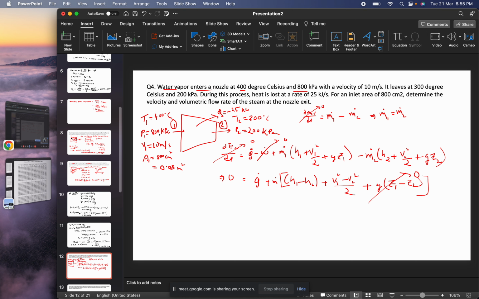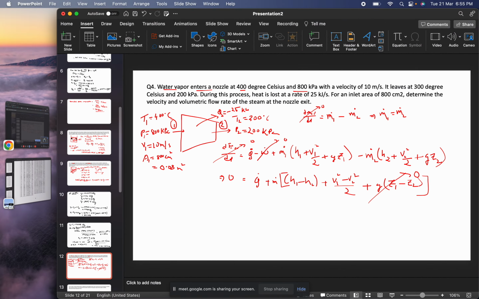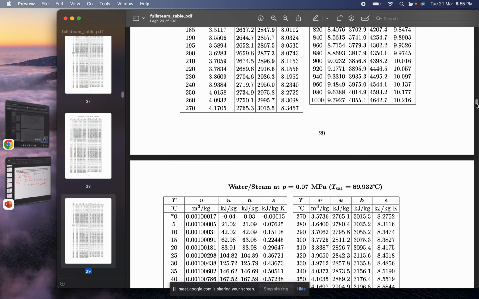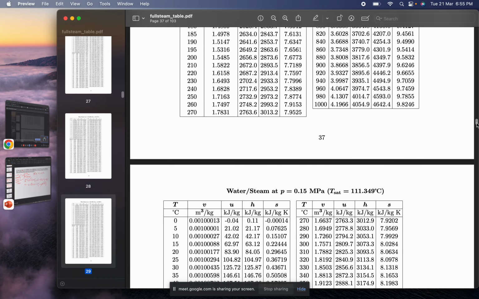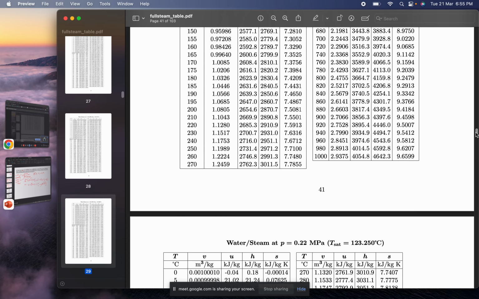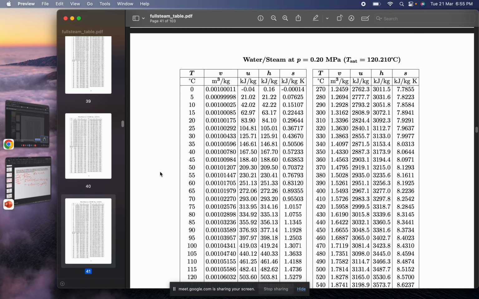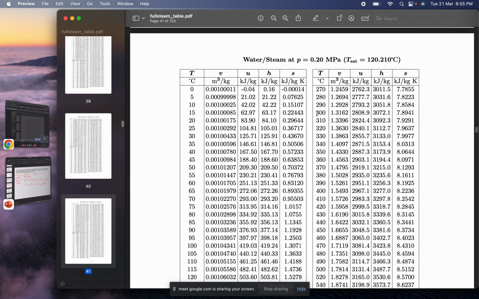Okay, so 400 degrees Celsius, 800 kilopascal. At first we'll get this point now. So 300 degrees Celsius, 200 kilopascal, that means 0.2 megapascal and 300 degrees Celsius, this one. This is the point, and here we need H, so that H is 3072.1.